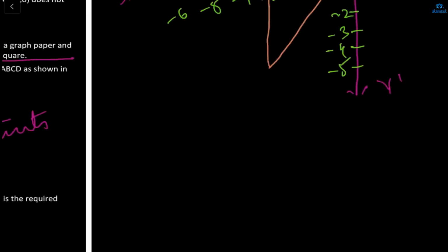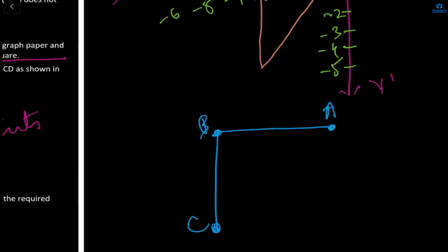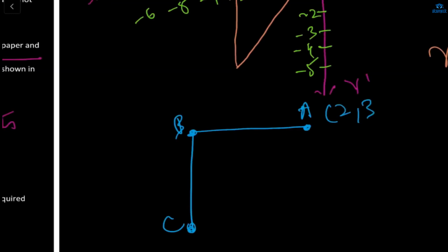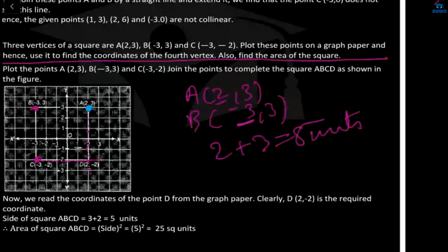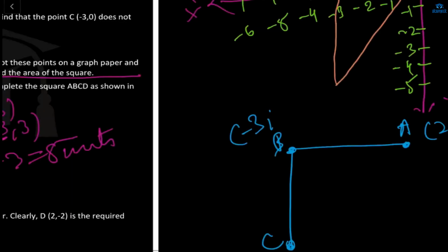See, if it is a square and we have three points, you can go this way: A, B, C. Now what is the value of A? It is (2, 3), and the value of B is (-3, 3), and C is (-3, -2).